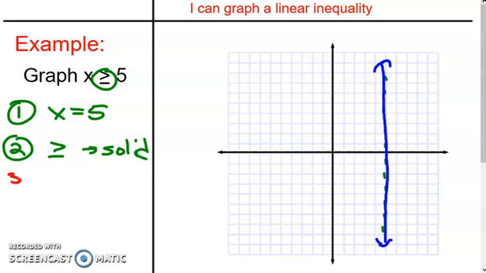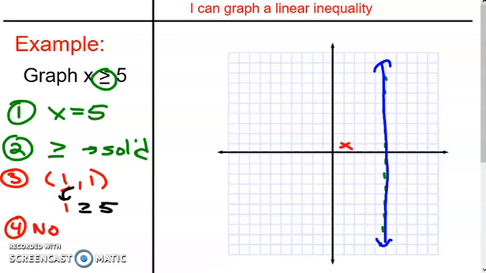I can test 0, 0 again, but why not this time? I mean, I can test any point. I'm just going to go 1, 1. I could do right 8 up 9. It doesn't matter. But I'm just going to, what the heck, test 1, 1, which means if I plug in a 1 for x, I'm going to ask myself, is 1 greater than or equal to 5? And that is a no. It's a no, so I'm going to write a no here.